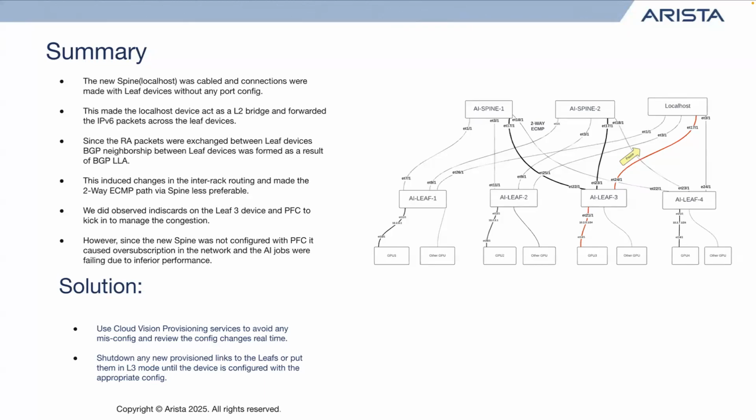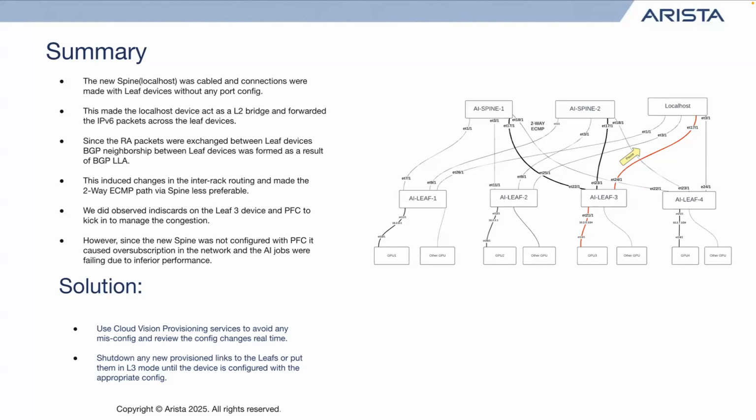Now, since the router advertisement packets were being exchanged between the leaf devices, we saw the BGP neighborships formed between the leaf devices as a result of the BGP LLA. And since these new neighborships were formed, this induced changes in the inter-rack communication, and we saw that the two-way ECMP path via the spine was no longer the preferred one as a part of the inter-rack communication, and we were preferring the path via the local host as a more preferred path to send traffic from one rack to the other.